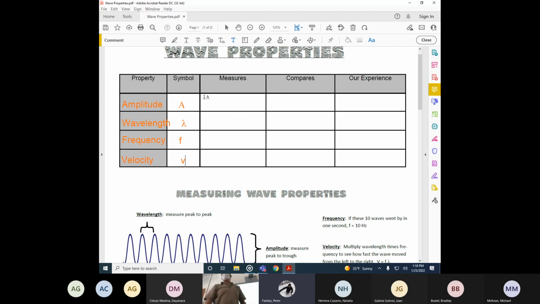Now, what does the amplitude measure? Is that from the top to the bottom of the wave or from one wave to the next? What's amplitude? Yeah, it's top to bottom of the wave, isn't it? In other words, it's the height of the wave.